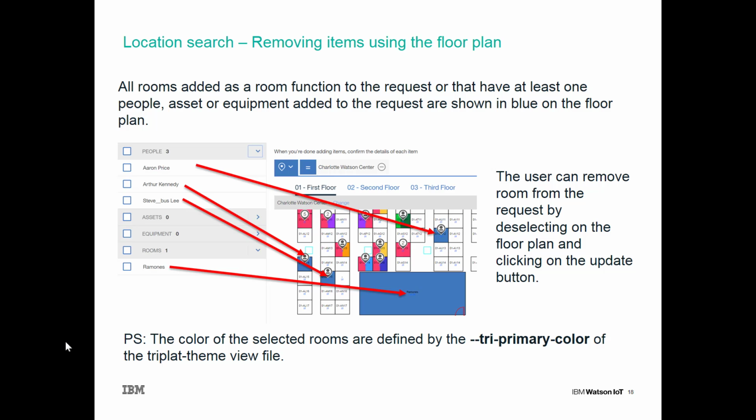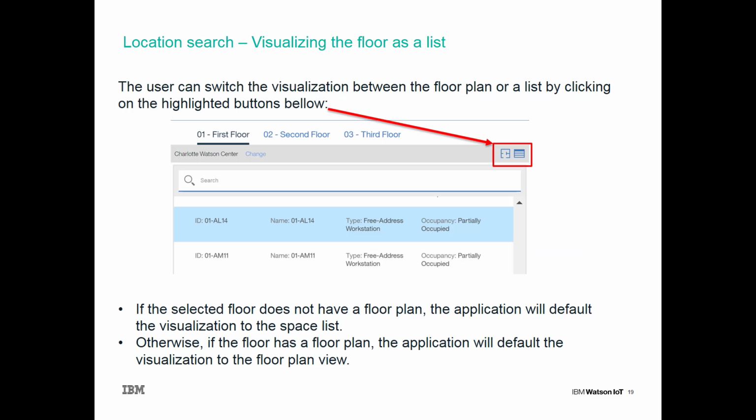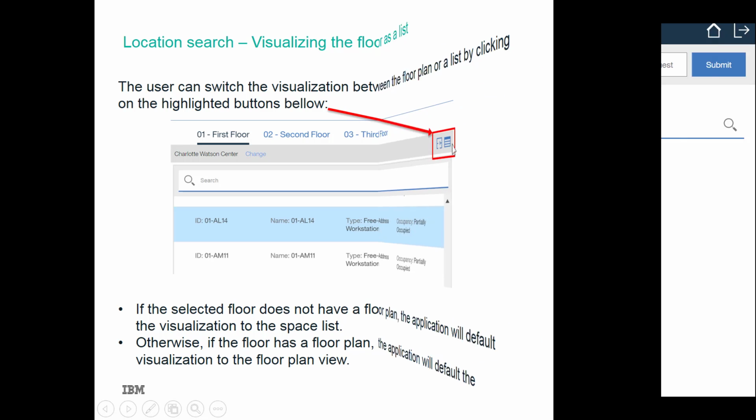The user can remove a room from the request by deselecting it on the floor plan and clicking on the update button. If the user selects a floor that has no floor plan associated, the application will show a list of the spaces in a result list. If the floor has a floor plan, the user can select between the graphical visualization and the list visualization using the buttons highlighted in this example.